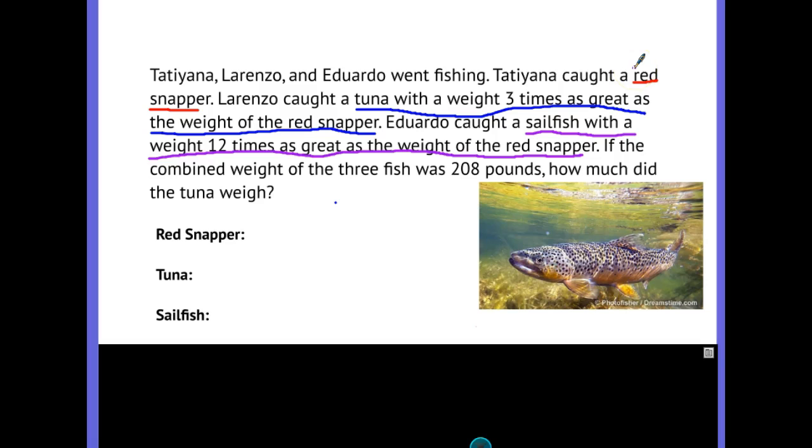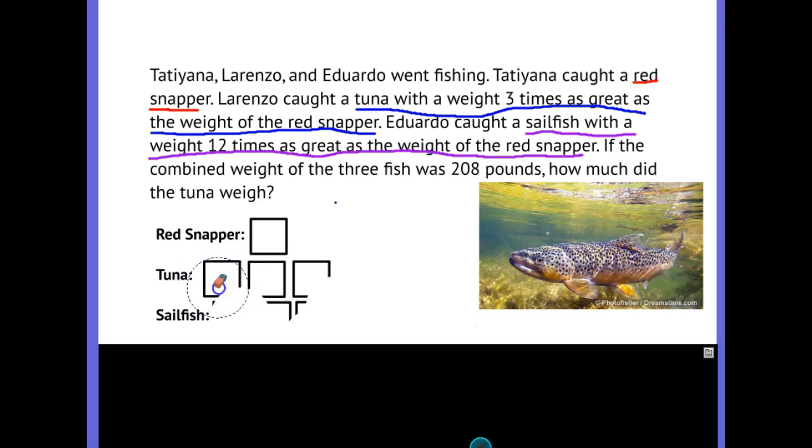So we're all comparing these to the red snapper. So I know that my red snapper is actually going to be the smallest fish. So that's going to be my 1 box category. So the red snapper only gets 1 box because it's the smallest one, and it is the fish that all the other fish are being compared to. All right, so how many boxes would the tuna get? Well, if I look up here, it says the tuna was 3 times as great as the red snapper. So if the red snapper gets 1 box and the tuna was 3 times greater than the red snapper, well, the tuna would get itself 3 boxes.